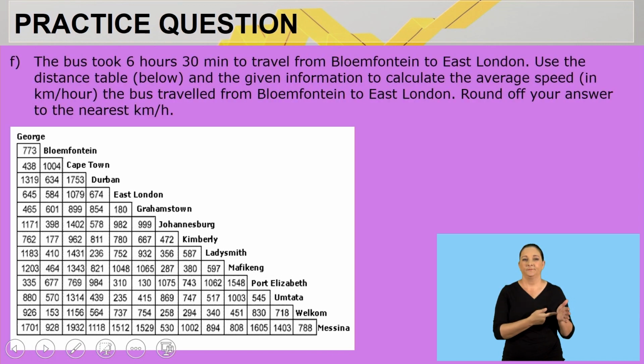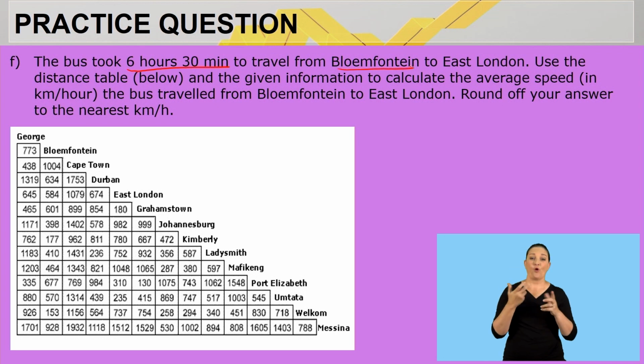All right. Guys, now let's look at our next question. Question number F. It says the bus took 6 hours, 30 minutes. So that's 6.5 hours, right? To travel from Bloemfontein to East London, right? Use the distance table here below. Here we have our distance table and the given information to calculate the average speed in kilometers per hour the bus traveled from Bloemfontein to East London. Round off your answer to the nearest kilometer per hour.